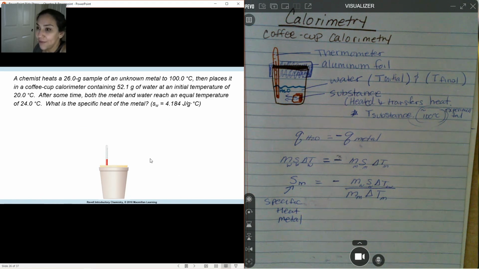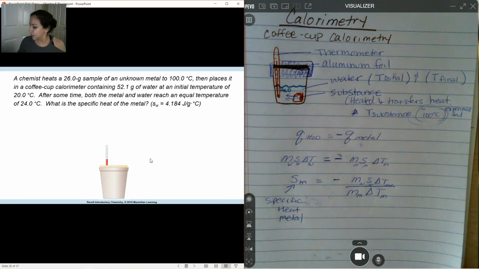All right, okay, now we have an actual problem. So let's go ahead and look at this problem. A chemist heats up 26 grams of an unknown metal at 100 degrees Celsius, then places it in a coffee cup calorimeter containing 52.1 grams of water at an initial temperature of 20 degrees Celsius. After some time, both the metal and the water reach an equal temperature of 24 degrees Celsius. What is the specific heat of the metal? All right, and it gives us the specific heat of water. S W is the specific heat of water.